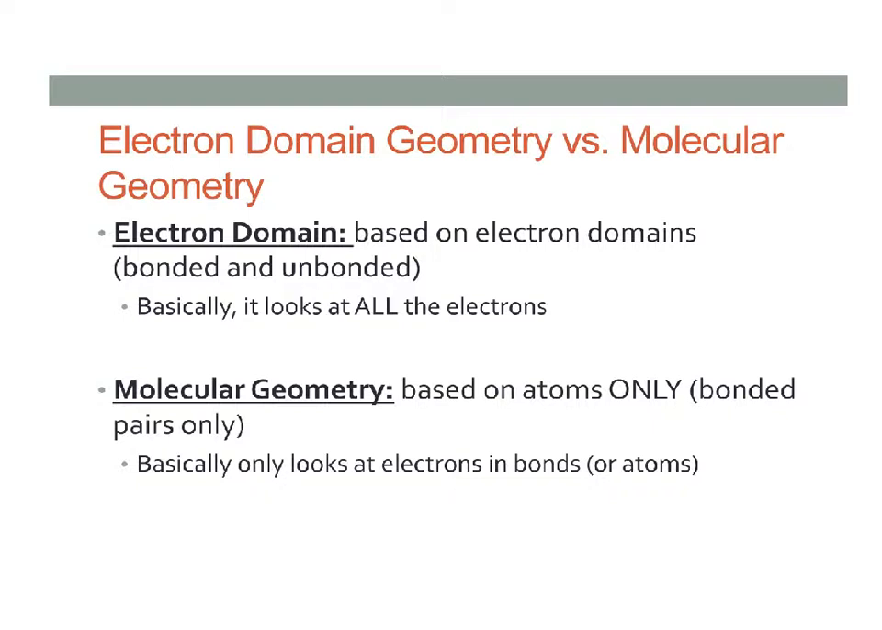Molecular geometry, on the other hand, is only looking at atoms. In other words, it's only looking at the bonded pairs, because if you think about it, it's the bonded atoms that actually are creating the shape of the molecule itself, not lone pairs of electrons. So in this video, we're going to look at molecular geometry and how it relates to electron domain geometry, because there is a connection, and you can't do molecular geometry until you do electron domain geometry. They build on each other, or I should say molecular geometry builds off of electron domain geometry. So let's go ahead and start taking a look at some examples.